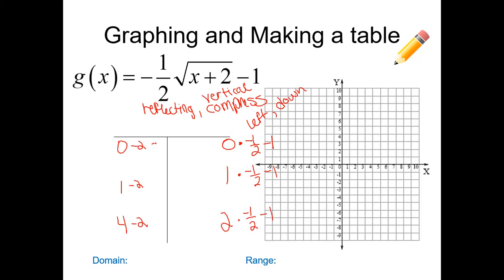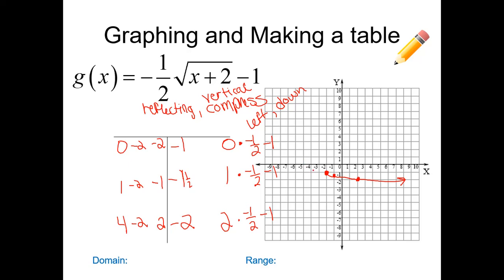So I'm going to get -2, -1, and 2 for my x values. My y's, I'm going to go 0 times -1/2, that's 0, -1, that's -1, -1.5 it looks like, and -2. So my graph starts at -2, -1, and then I go -1, -1.5, and then 2, -2. There goes my graph. So it starts there and then shoots off into the corner.